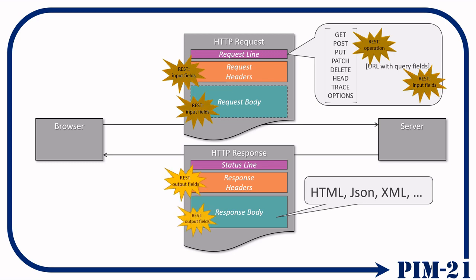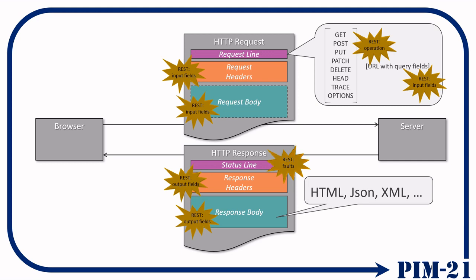Output fields are also mapped on one or more of several options. Output fields can be mapped on response headers. And quite often, output fields are mapped on the response body in the form of a JSON message. That is why these REST web services often are referred to as JSON web services. And the last elements of a web service, fault notifications, are mapped on the status line of the HTTP response message.